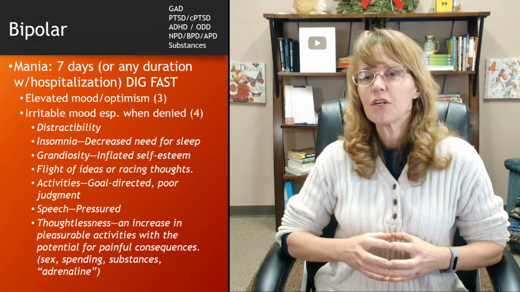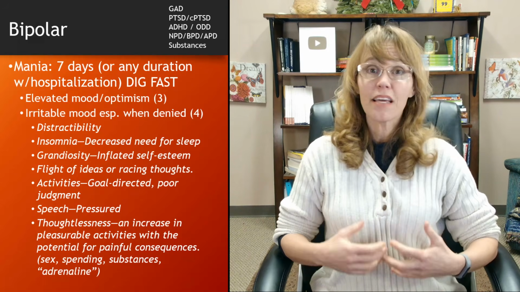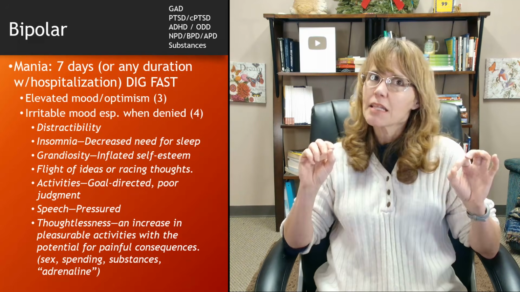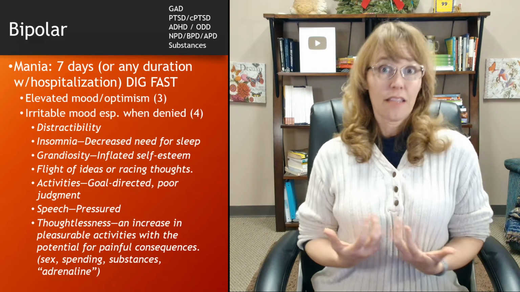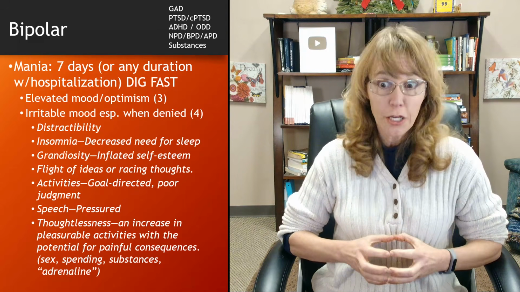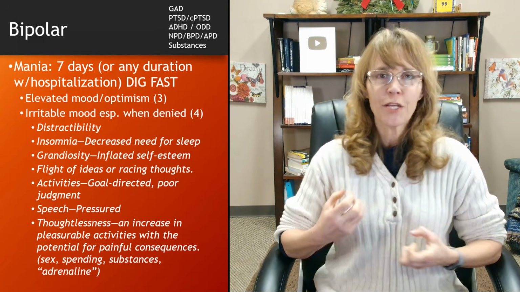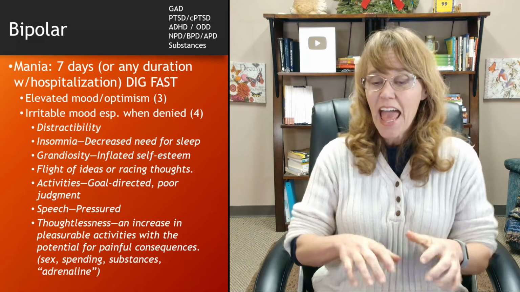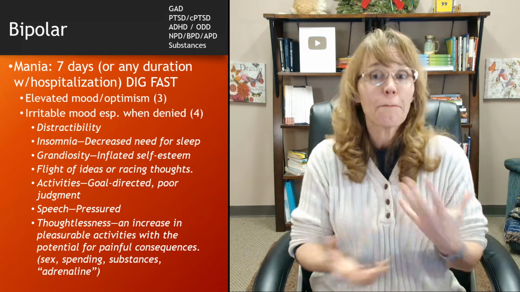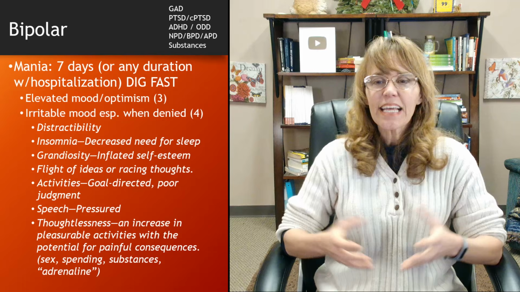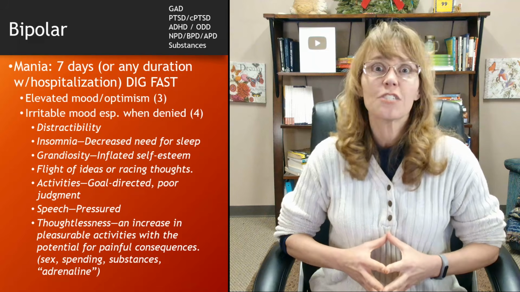Grandiosity. A person who is in a manic episode may feel like they're 10 foot tall and bulletproof. They may think that they're all that in a bag of chips. It may look a little bit like narcissistic personality disorder because they think they're all that, and they aren't shy about telling you. There's a flight of ideas or racing thoughts. A lot of people, when they're manic, will talk really fast and they won't give other people an opportunity to talk. So they can monopolize conversations. They can engage in goal-directed activities, especially goal-directed activities with poor judgment.